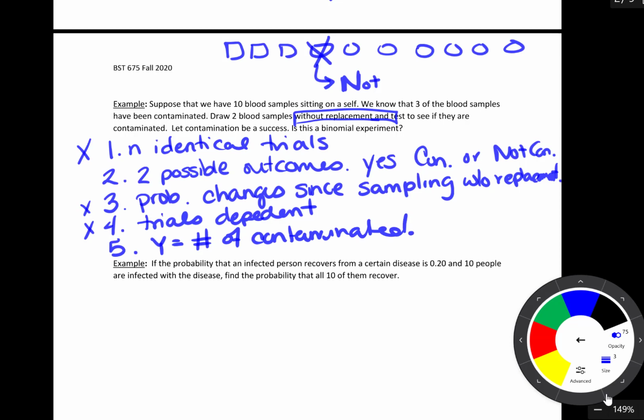So in this case, most of the properties we need for a binomial experiment are violated, and we're actually going to come back to this example later on, and we're going to see that this example actually follows a different distribution.